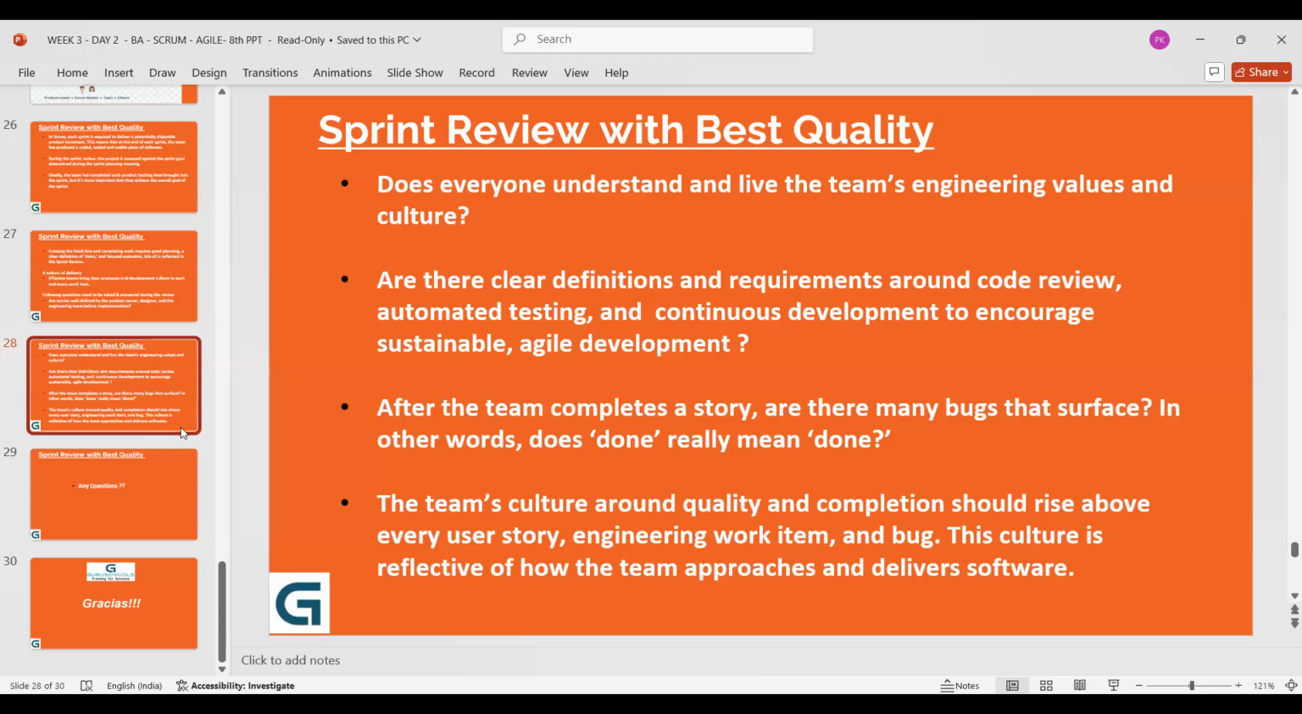When I say engineering values and culture, that means the best working practices, the way you function, the way you work, the way you want to deliver your work. Is everyone aware of that? Is everyone giving their best shot? Is everyone delivering as per their best quality? That's why your engineering values and culture has to be understood and followed by everyone. When we say, does everyone understand and live the team's engineering values and culture, that means you have to abide by it. It is not an option.